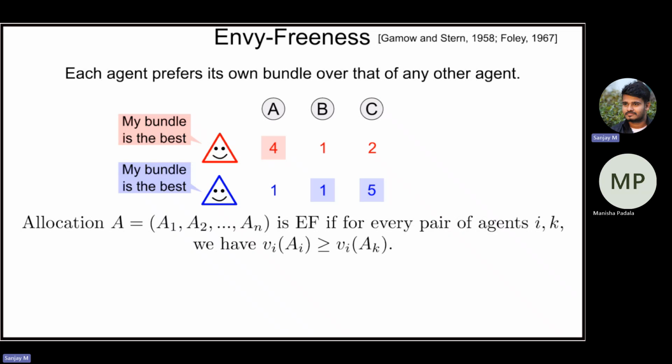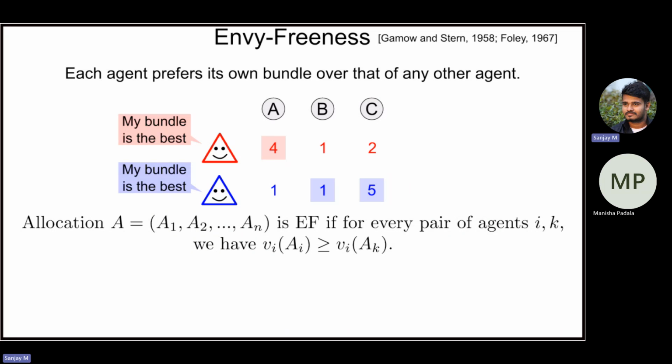A little bit more formally, I'll denote an allocation as this vector A, which consists of the bundles A1, A2 up to An of the n agents. So Ai is what agent i is getting, a set of goods. I call this allocation envy-free if for any pair of agents i and k, you look at agent i's value for its own bundle and compare that with agent i's value for k's bundle, and agent i should weakly prefer its own bundle over that of agent k. And the important thing is that this is a pairwise property, so it should hold for every pair of agents i and k. No one should prefer someone else's bundle.